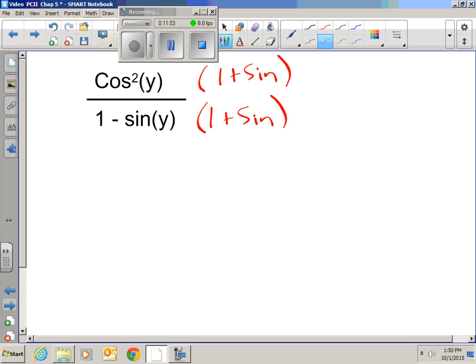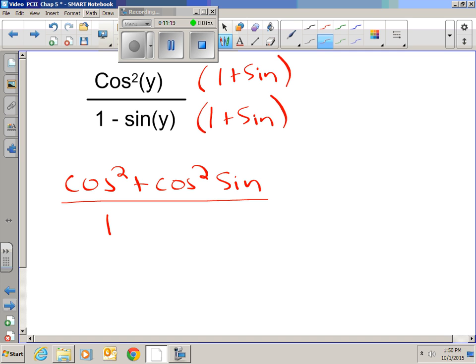Now when I distribute up top, I'm going to get cosine squared plus cosine squared sine, all over 1 minus sine squared. 1 minus sine times 1 plus sine is 1 minus sine squared. When I FOIL it out, we know those are differences of squares, and my middle terms will cancel. The beauty of this now is I have cosine squared on the bottom. If you remember from your Pythagorean identities, 1 minus sine squared is equal to cosine squared.